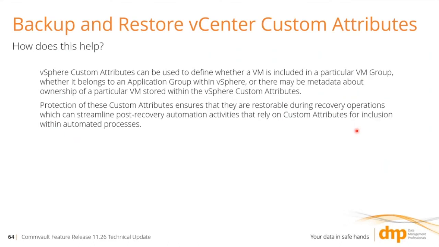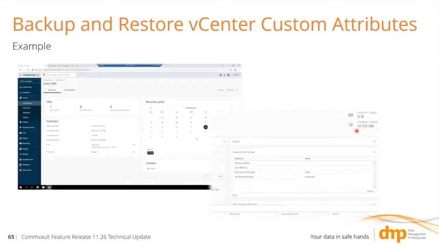So how does this help? Well, I think I already explained that. It will restore the custom attributes, so it will automatically pick up the things which are configured within the vCenter. And then here you can actually see a backup of a virtual machine, and you can see that the custom attributes are now visible within Command Center as well for that particular virtual machine.